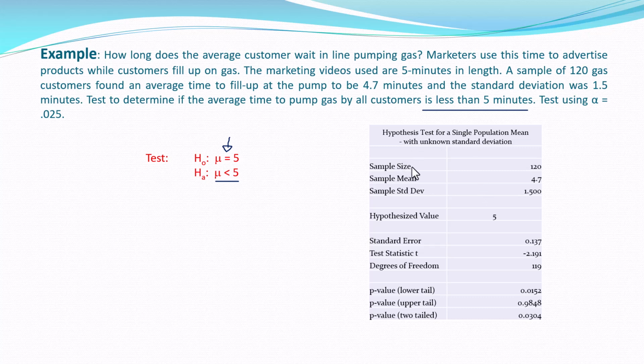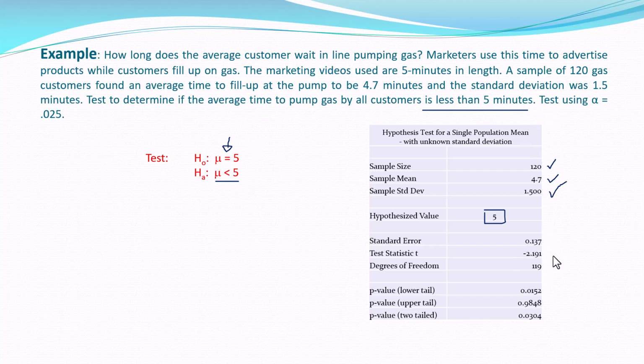You can see on the printout over here, I put in the value of 5 as a hypothesized value. We weren't given a standard deviation in this case, so we're going to use the unknown standard deviation approach. So the software, the little spreadsheet, took a look at how many customer times I had. The average of the 120 was 4.7. The sample standard deviation was 1.5.